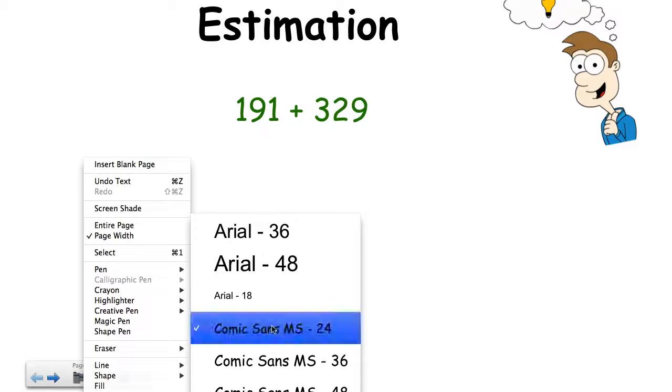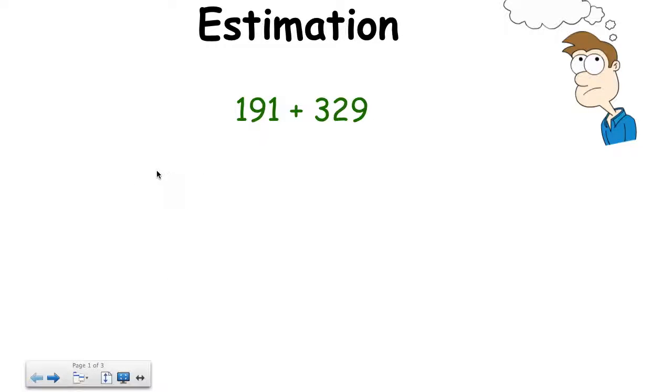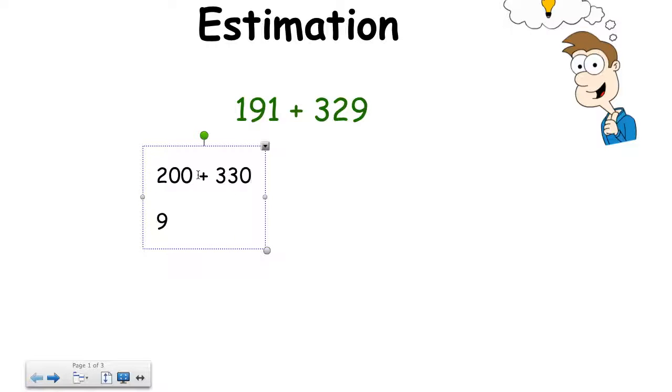So a lot of the times it's easier for kids to use friendly numbers. 191 isn't a very friendly number, but instead we could say 200 is a friendly number. I know that in order to get to 200, I had to add 9 to 191. Now we're going to move on to 329. A more friendly number for 329 for some kids might be 330. In order to get to 330, we had to add 1 to 329.